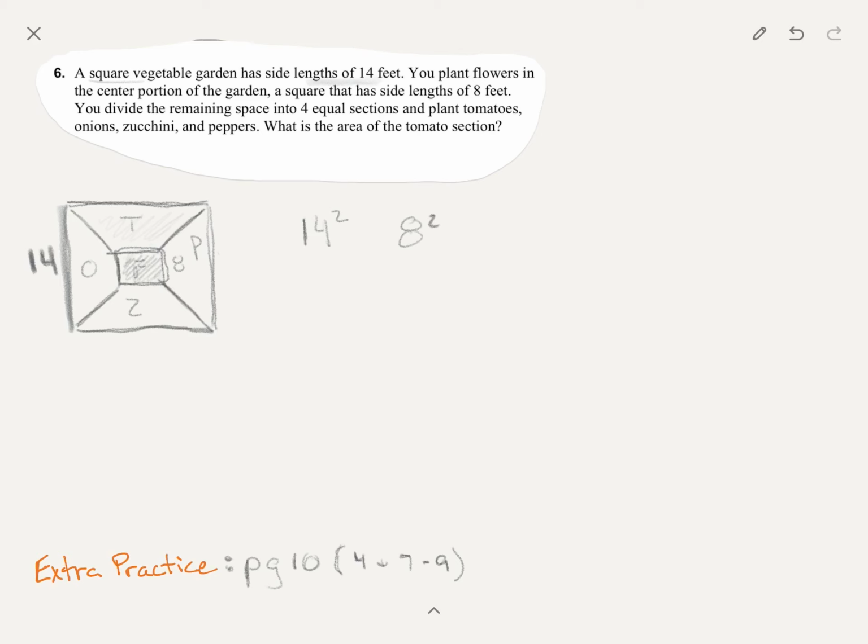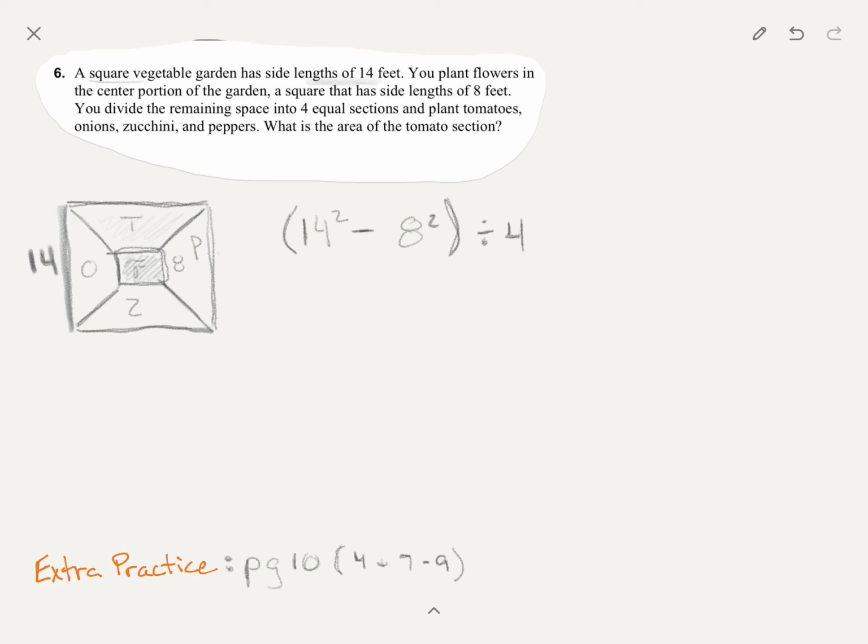So the first step we're going to do is subtract what we have as the full garden, 14 squared minus 8 squared. Okay, so that's the first step, figuring out what is left, because what is left is everything else. Then we want to figure out the size of the tomato section. Well, if they're all the same, that means we can divide by 4. So this is how we build out our expression. So this is our expression to solve this problem.